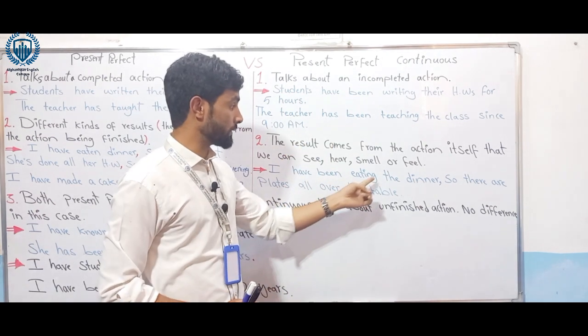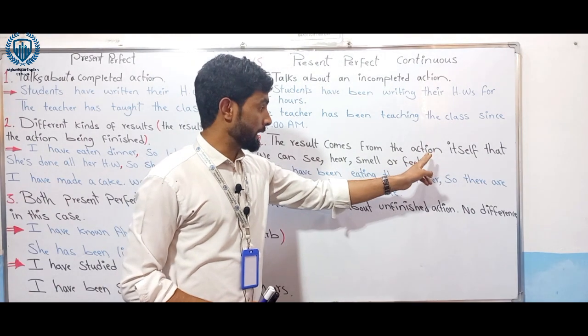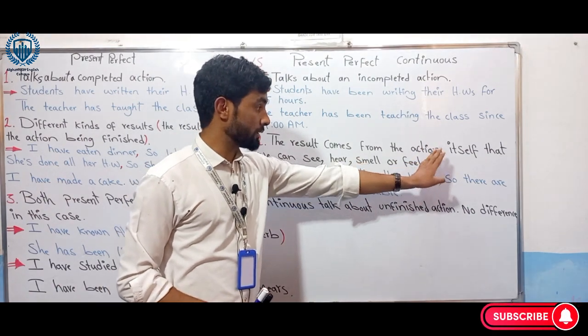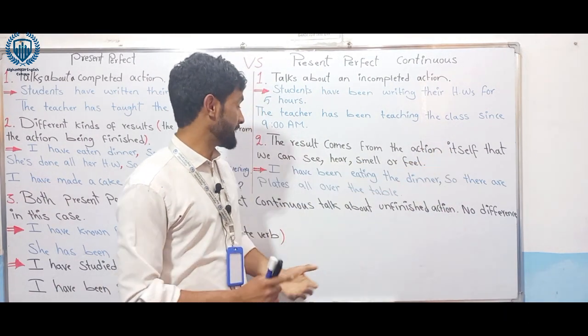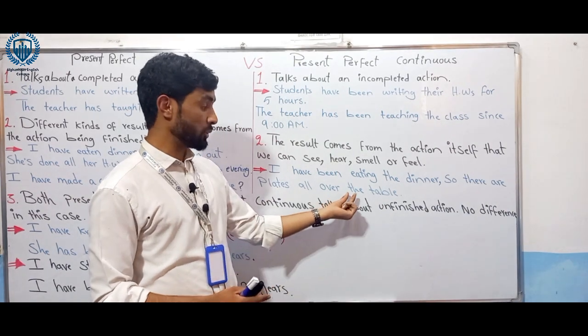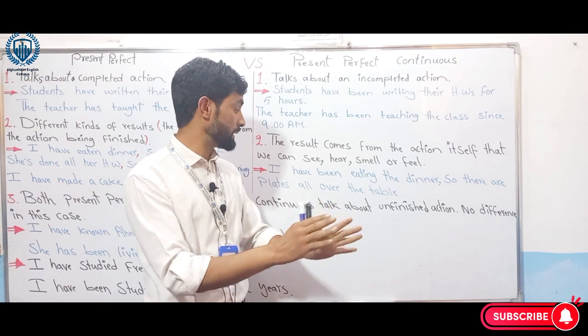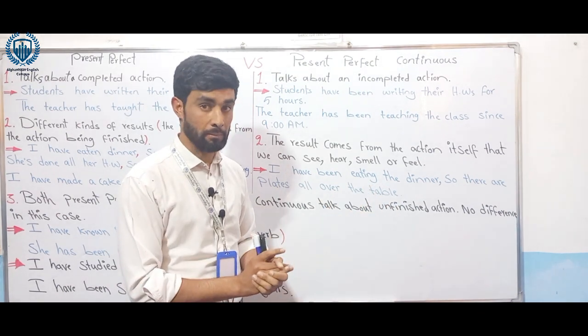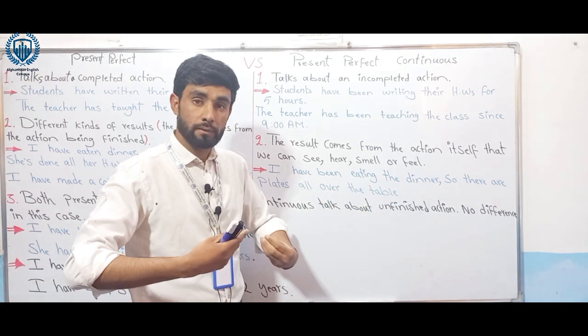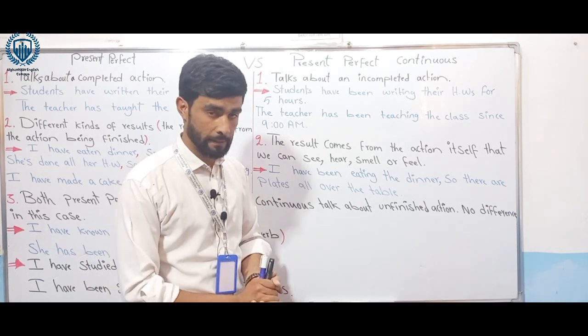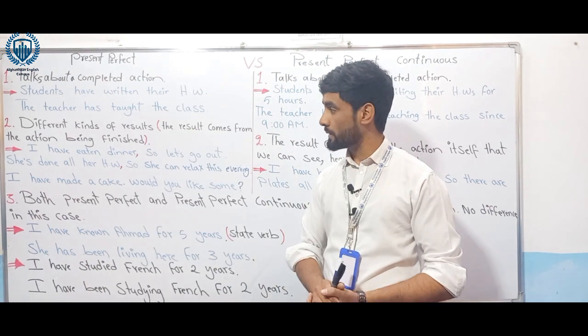The result of the action itself, the result of the action comes from the action itself, and we can see the table. On the table there are a lot of plates, and the plates are everywhere on the table. That's why the result of the action comes from the action itself. Okay, let's come to the second example.